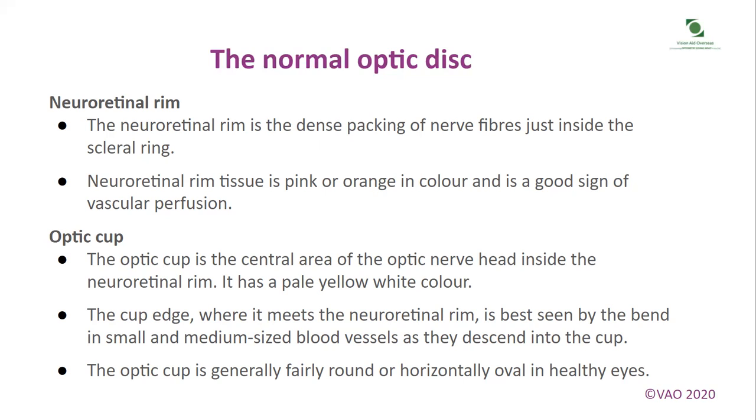The cup edge, where it meets the neuroretinal rim, is best seen by the bend in small and medium-sized blood vessels as they descend into the cup. The optic cup is generally fairly round or horizontally oval in healthy eyes.